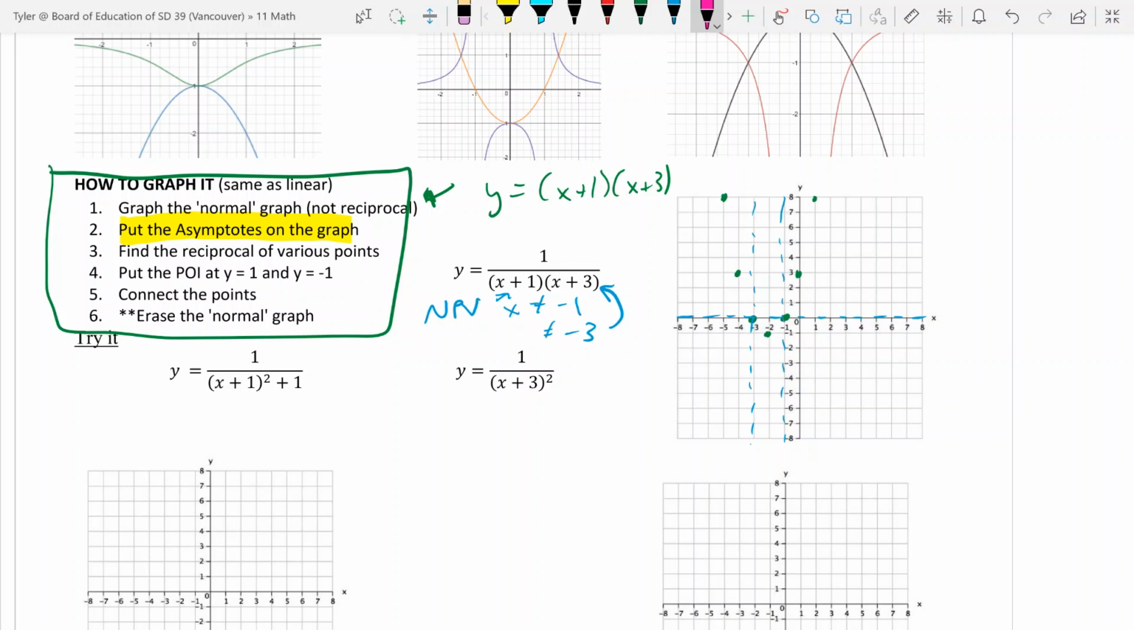Okay? So now what we're going to do is take all the points that we still have and find the reciprocals. As well as that, we're going to keep the points that are at y is 1 and -1 the same. So right here, I have a point at the vertex. That's actually a -1. That's going to stay the same. I'm going to draw my line to connect them, just so we can see the basic graph, like this.